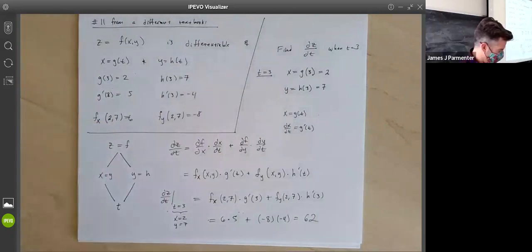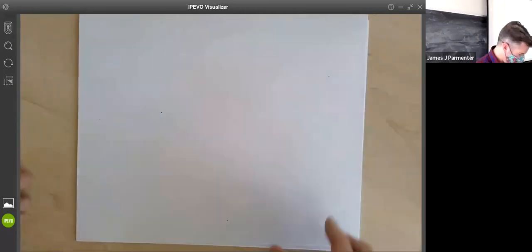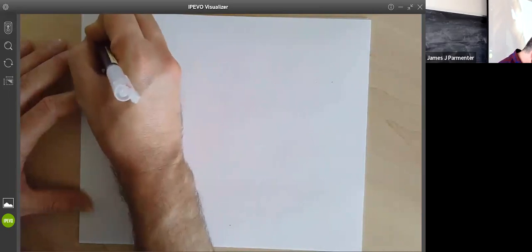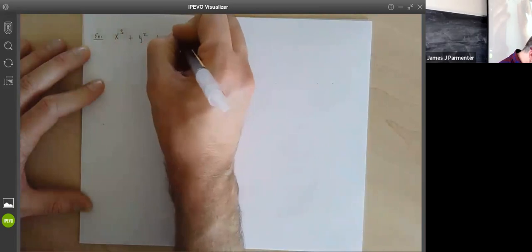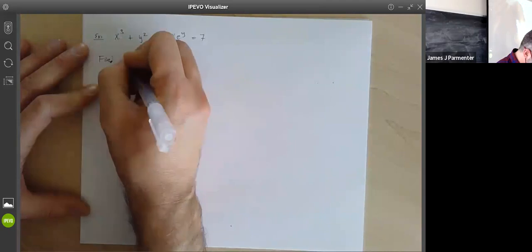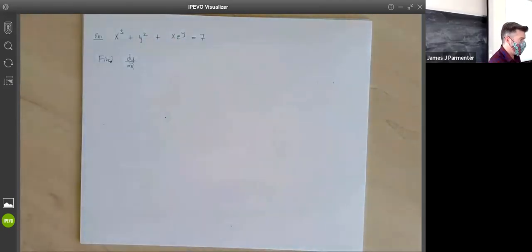We should probably talk about that too. One other thing you can do with the chain rule, which is kind of neat, is use it as a shortcut for implicit differentiation, like back in 21A. So, for example, let's say we wanted to find the derivative of x cubed plus y squared plus x e to the y equals 7, and I want to find dy dx, the assumption being y is a function of x.